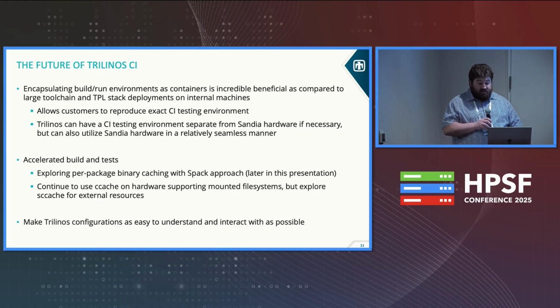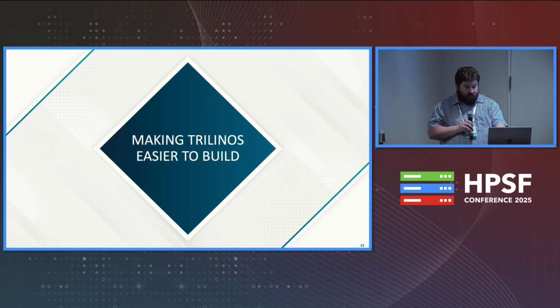We still want to work on accelerating the CI, build and test-wise. This focuses on build, but we have other back-end work to do to optimize the tests. We're looking at doing per-package binary caching with Spack. This would combine with our ccache approach to hopefully give us two layers of caching and accelerate things as fast as we can. And then for the next part of my presentation, we want to make the configurations as easy to understand and interact with as possible.